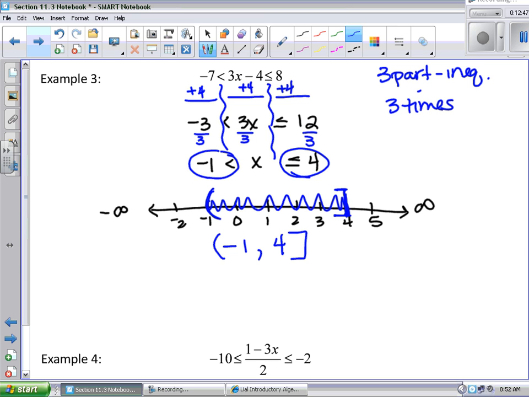If you always do the graph first, then your interval will always be in the correct order. We always want the smaller numbers or the more negative numbers on the left, and the positive numbers or the bigger numbers on the right.